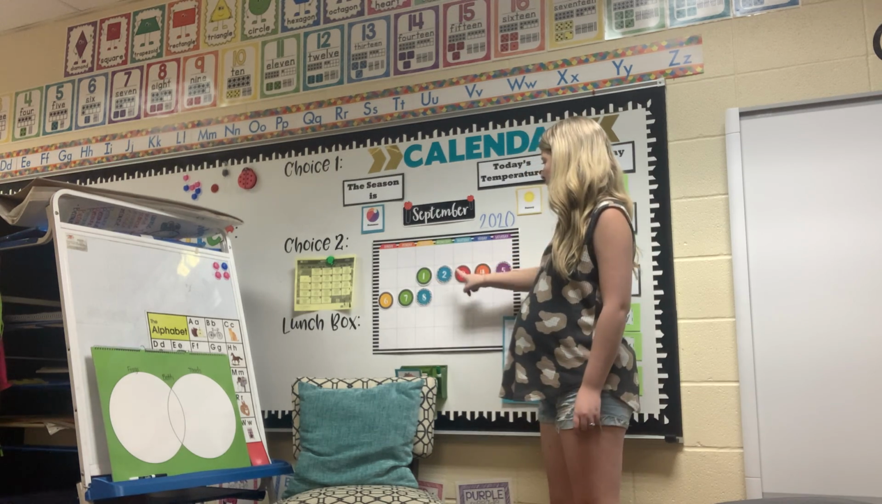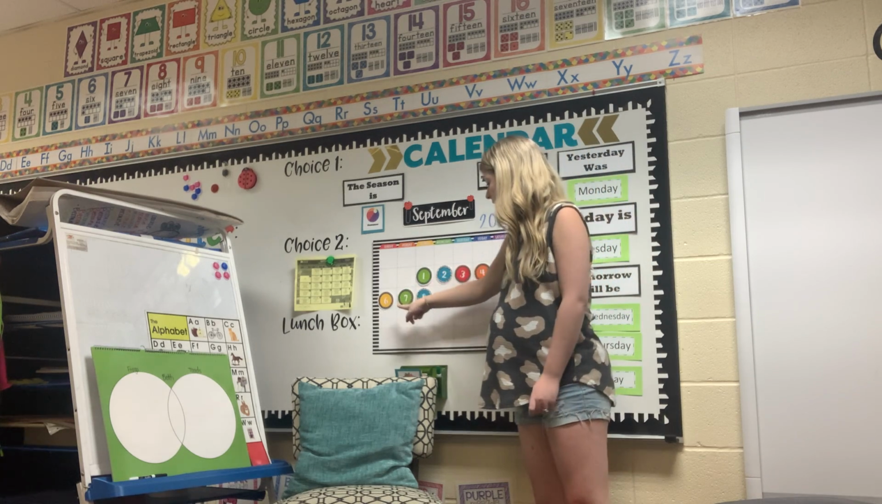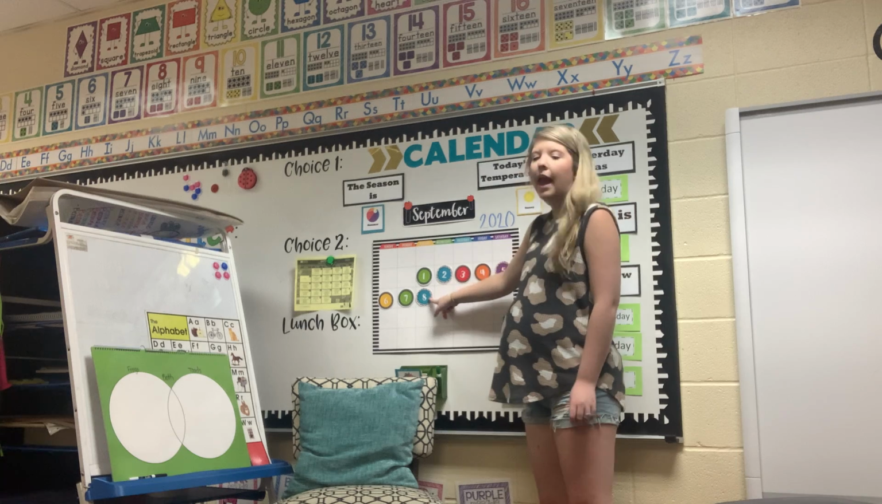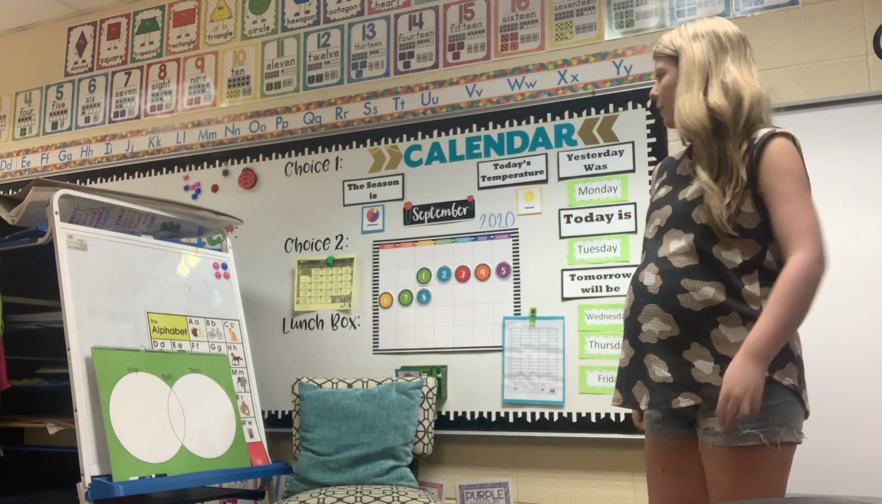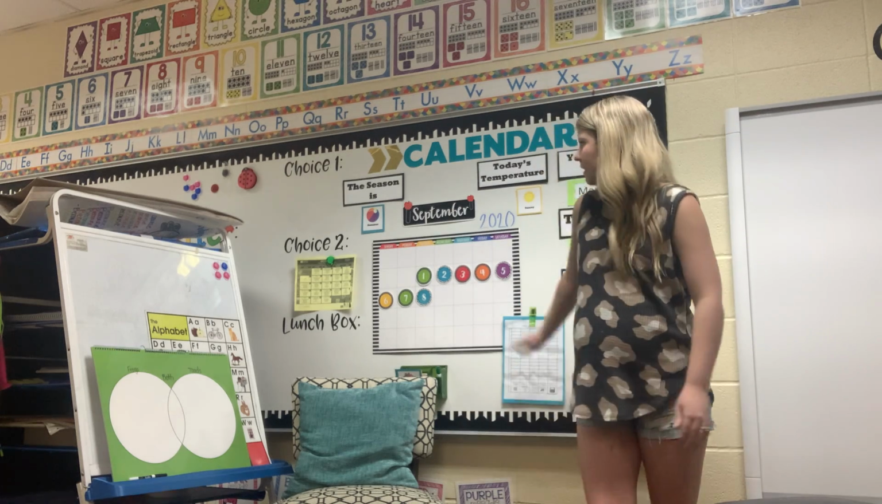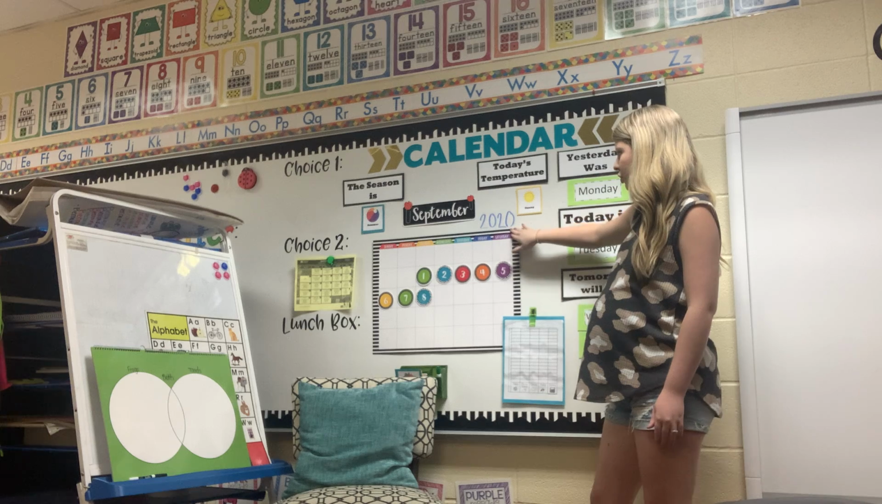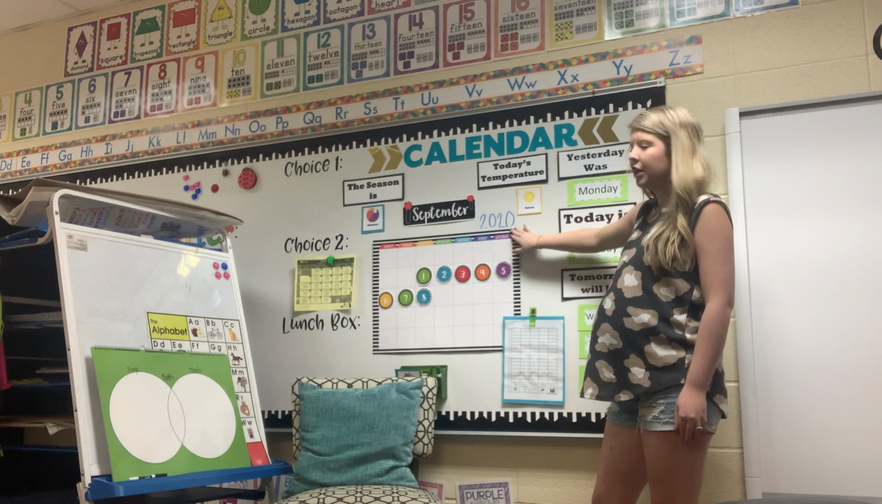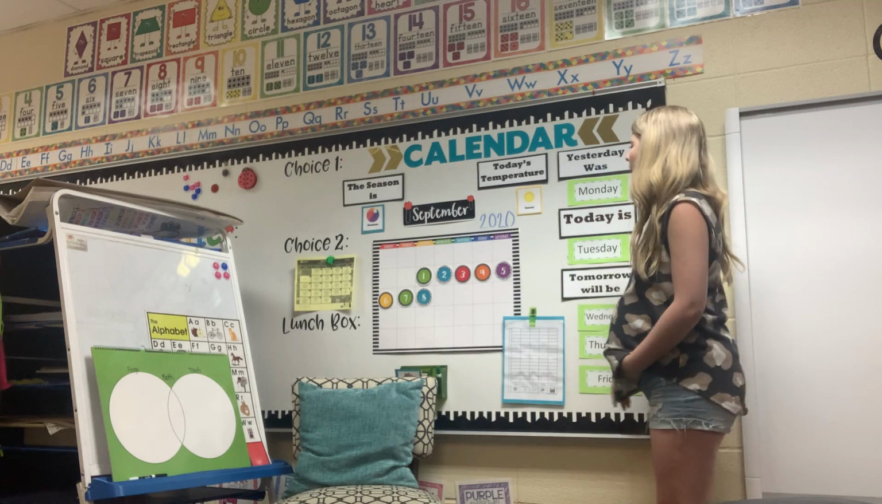1, 2, 3, 4, 5, 6, 7, 8. We've had 8. This is 8 days in September. This is the 8th day in September. So today is September the 8th, 2020. And that is our year. What year are we in? 2020. Good job. All right.